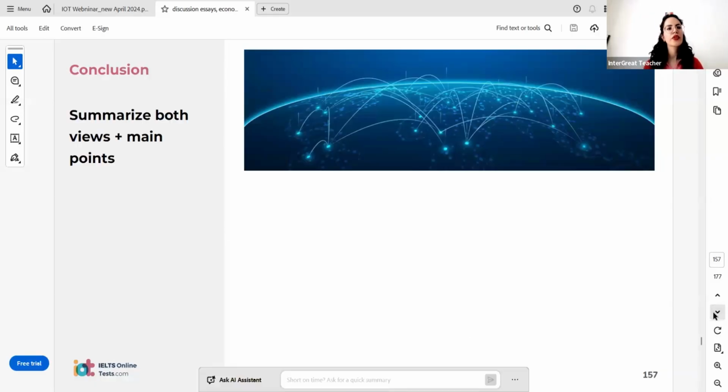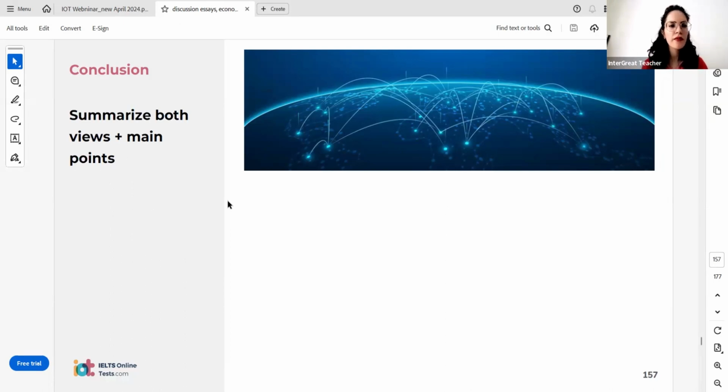Okay, now, what do I do in the conclusion? Yes, Rim, I will show you the complete essay when I finish the conclusion paragraph, okay? So, in my conclusion paragraph, I need to summarize both sides, that's the beneficial side and the harmful side, including my main points and my opinion, right? So, I start with a linking word that shows conclusion, that is, in conclusion.